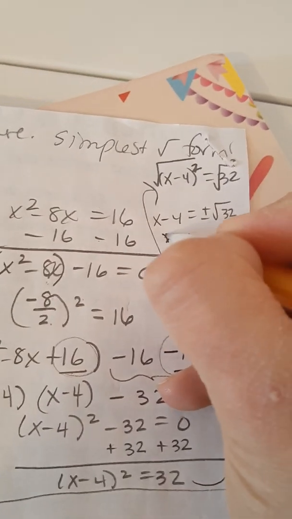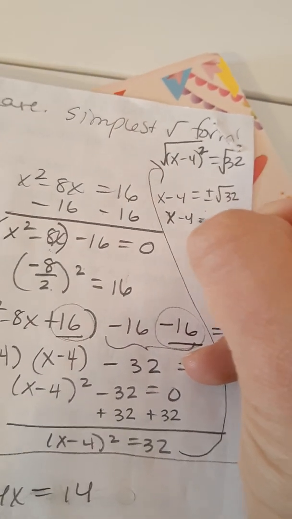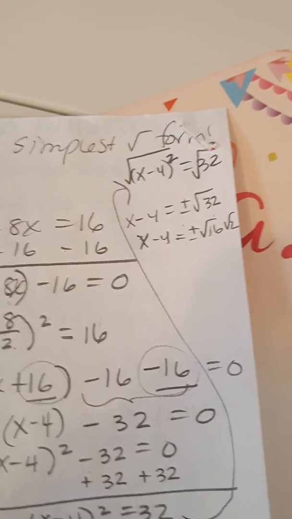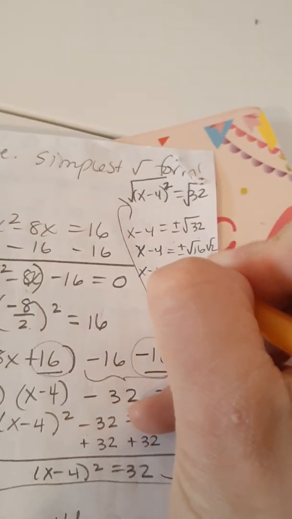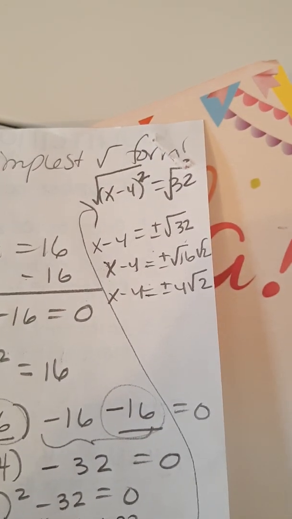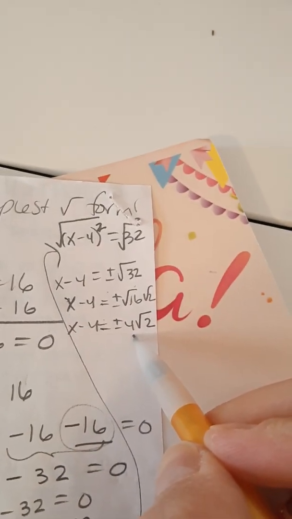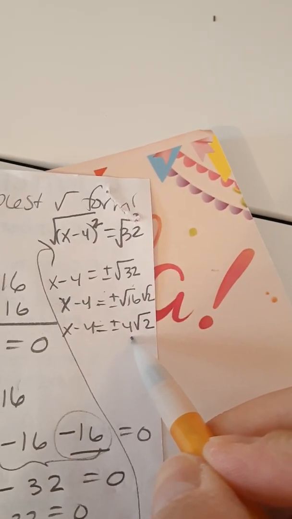What is the largest perfect square that divides into 32? And yes, you were right. It's 16. 16 divides into 32 twice. So now you have x minus 4 equals plus or minus 4 square root 2. And I know that 4 can be simplified again, but you simplify radicals once. Now you add 4 to both sides.